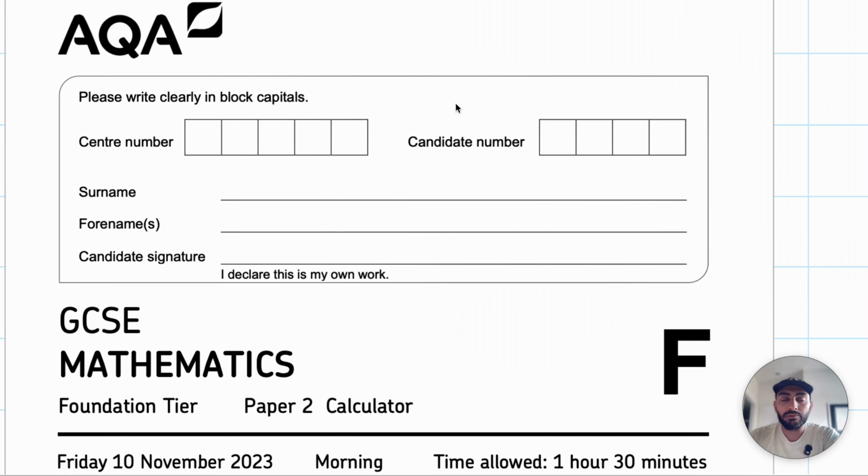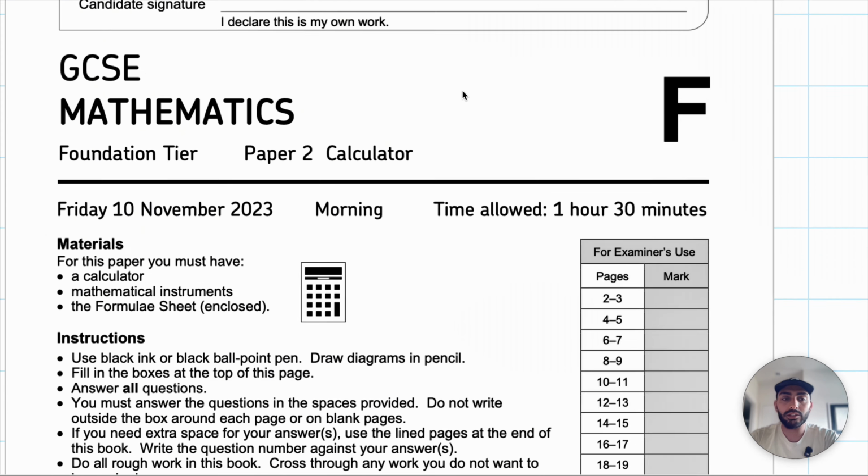It's the AQA GCSE Maths Foundation Calculator Paper 2 from November 2023. Let's get straight into it.